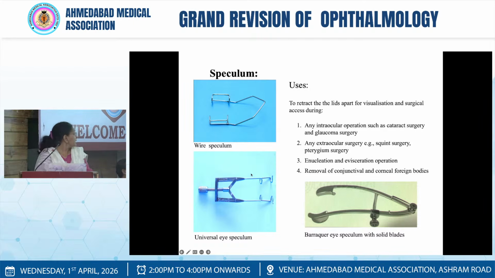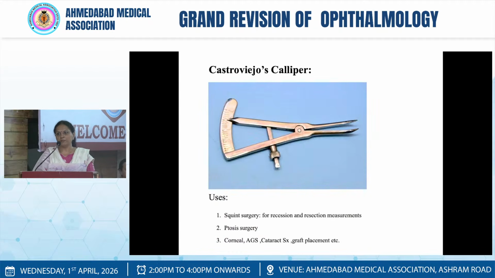Second is the universal eye speculum, in which you can adjust the speculum as per the eyeball size by the screwing mechanism. The third is the Barraquer eye speculum with these stout blades. So you can easily differentiate between these three. And as you know, it is useful for any surgery, whether it is intraocular, extraocular, whether you have to remove the foreign body in the OPD, or you have to do the pterygium surgery, or just the examination of the patient. It may be a child or the adult.